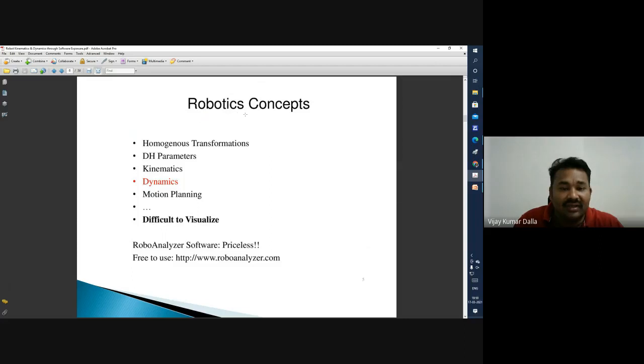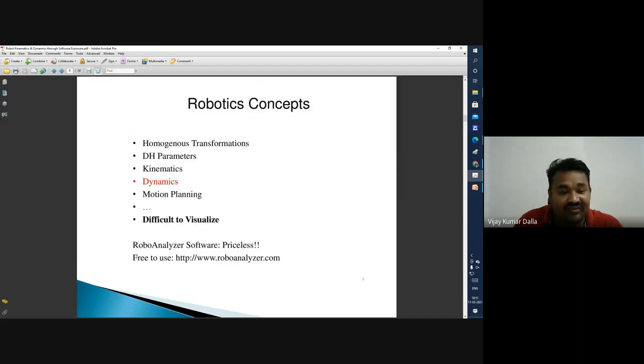What are the basic concepts of robotics? These are homogeneous transformations, DH parameters, kinematics, dynamics, motion planning. It is very difficult to visualize homogeneous transformations, what is this? DH parameters, all these can be visualized with the RoboAnalyzer software.